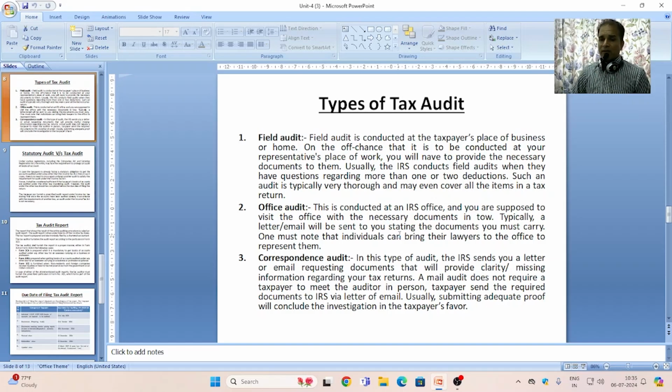One must note that an individual or SSC can bring their lawyers to the office to represent them. Means there is no foundation that only SSC have to come to represent the papers and documents for audit purposes. He is authorized to seek the help of his lawyer, and the lawyer can represent the SSC in the office of the IRS.